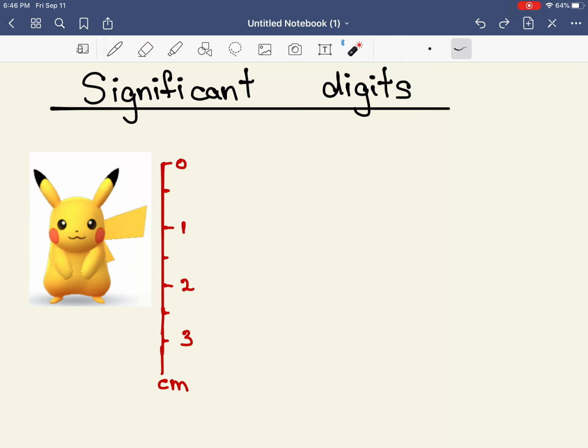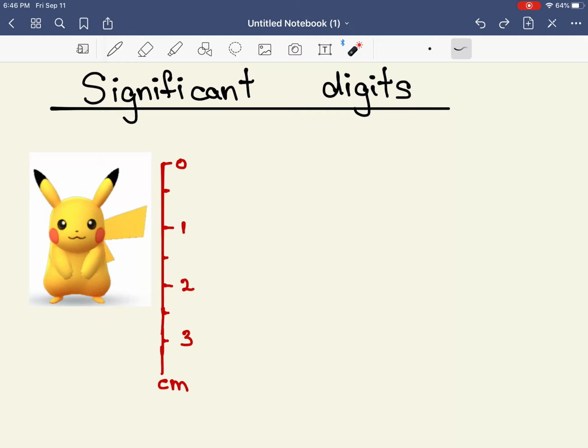I have Pikachu right here, and I want to measure how tall Pikachu is in centimeters. So I have a little ruler beside Pikachu, and we're going to measure how tall Pikachu is from the tip of his ears to the tip of his toe.